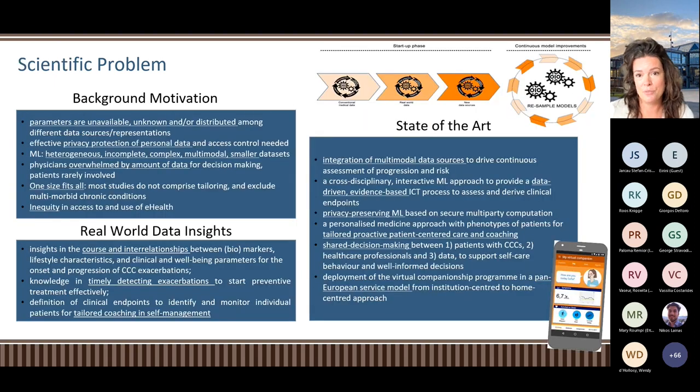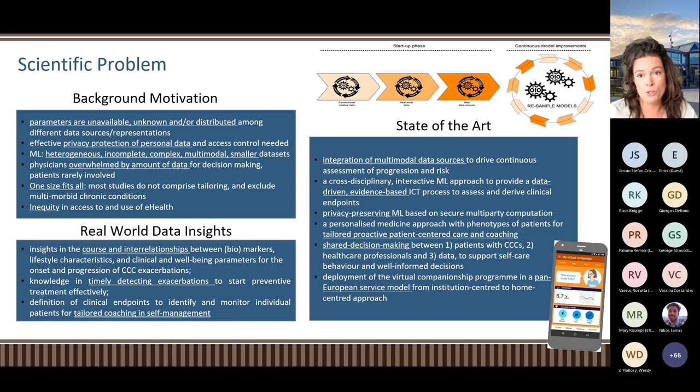So from the scientific point of view, it's also very interesting because we do not know everything yet. So we have to do a lot of research to make sure that this will work out in the end. For example, what we do not know is what kind of parameters we should actually monitor, because they are now either unknown or unavailable or distributed. How can we protect the data and how can we organize the access control? But also for the machine learning part, there are lots of challenges because in general the data sets are now smaller and incomplete, for example.